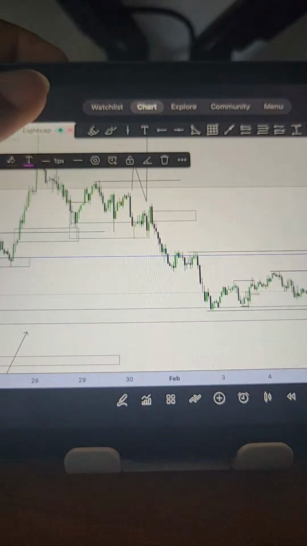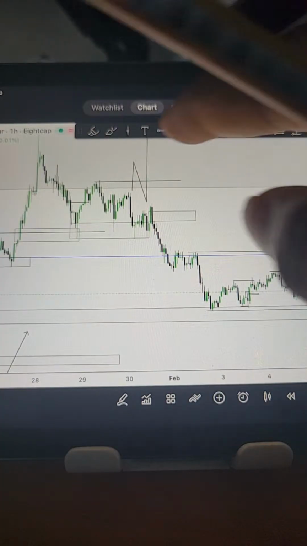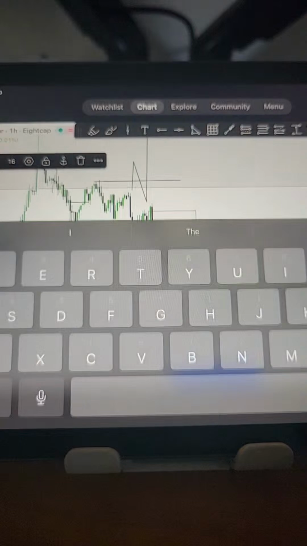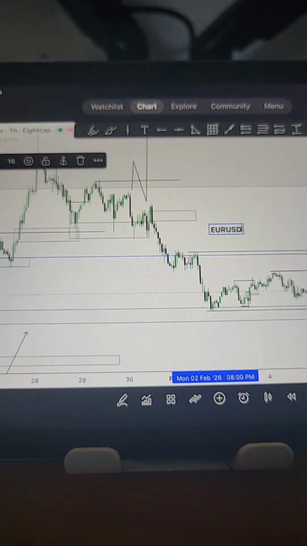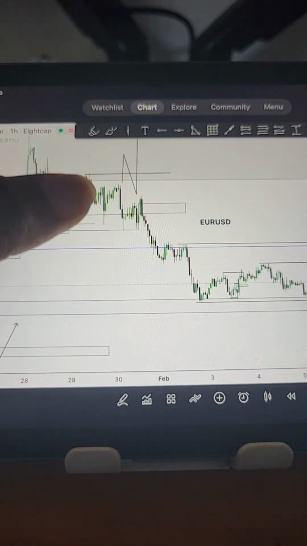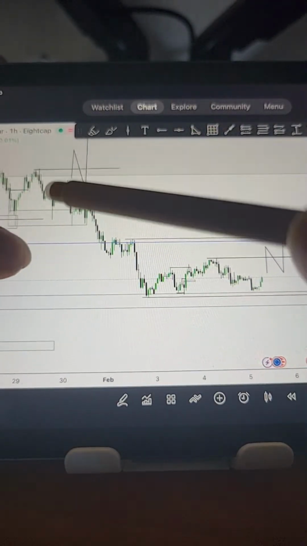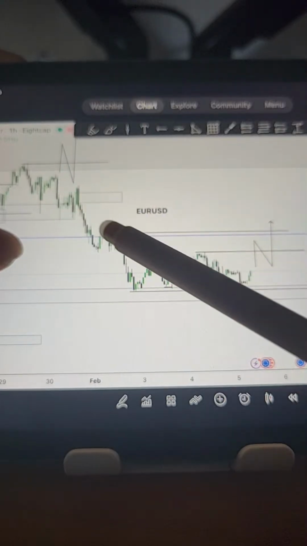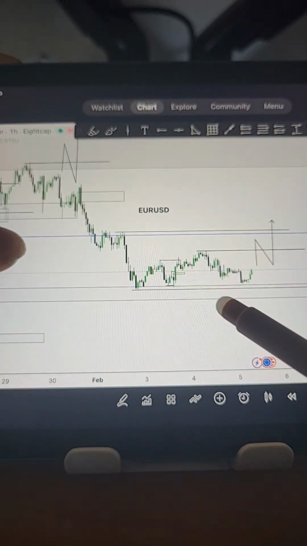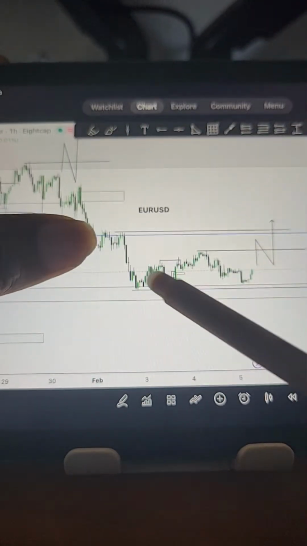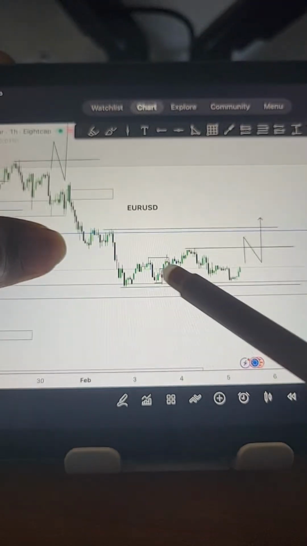For those that are just joining, this is Euro USD. Let me type it there so you can know what we're analyzing currently. So this is Euro USD. I'm analyzing the chart. For now, the internal structure is still very much bearish. Price has been trending downward since last week.